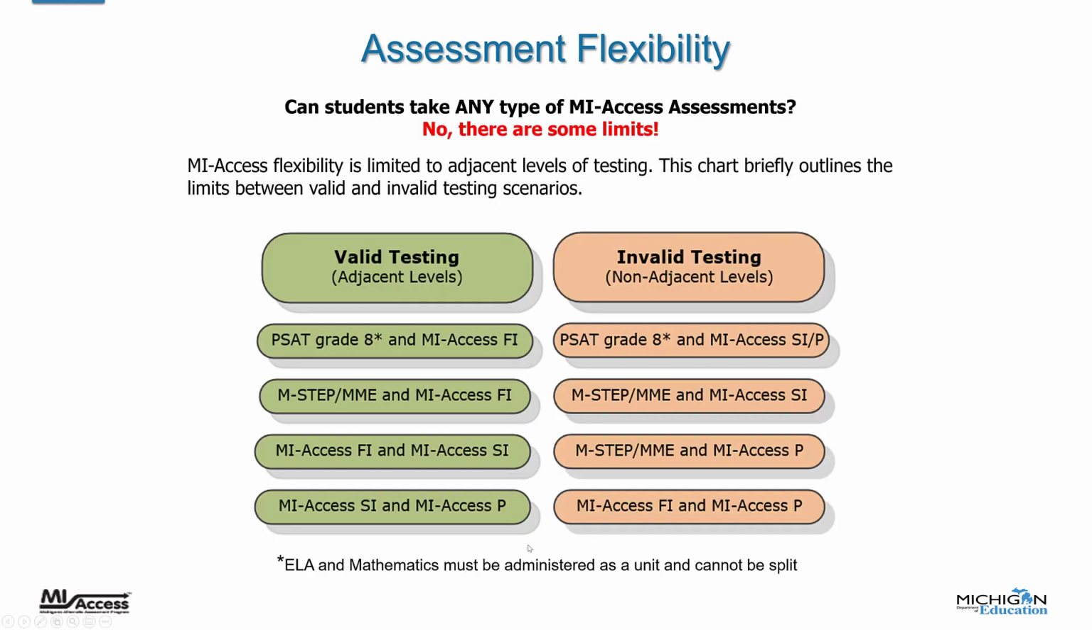Can students take any type of MyAccess assessments? No, there are some limits. MyAccess flexibility is limited to adjacent levels of testing. This chart shows the limits between valid and invalid testing scenarios. The left green column outlines the valid testing scenarios based on adjacent levels of testing. The right orange column outlines the invalid testing scenarios based on non-adjacent levels of testing. Note, ELA and mathematics must be administered as a unit and cannot be split.